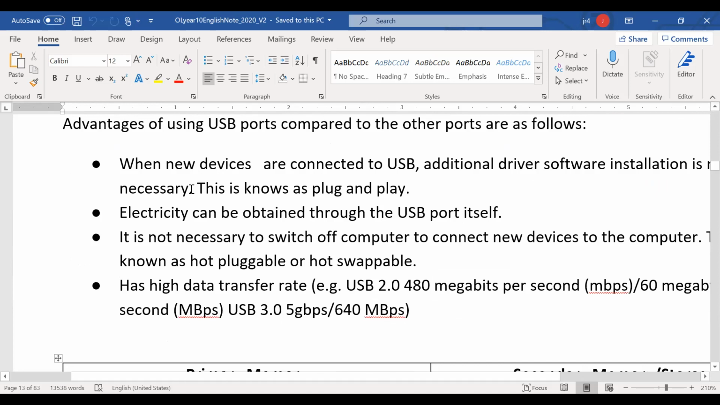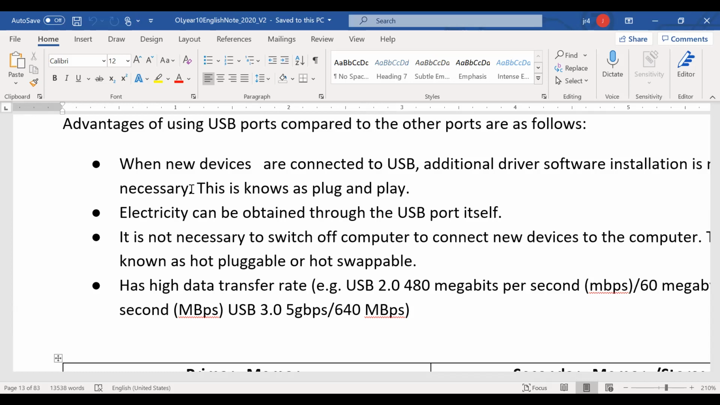So let's look at the advantages of USB because it's used for many devices. You can connect keyboards, mouse, scanner, printer, various devices using USB ports. So one advantage is whenever you connect something, you don't have to install software sometimes. We call it plug and play, because you don't have to install the software, the system automatically detects it.